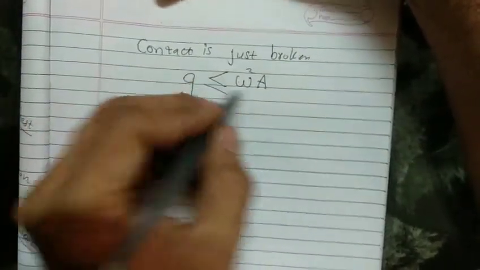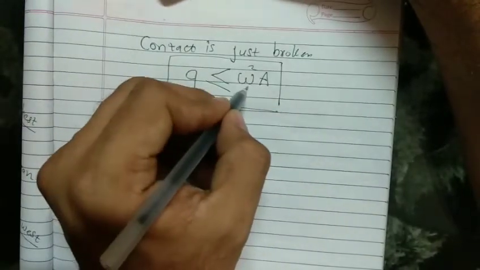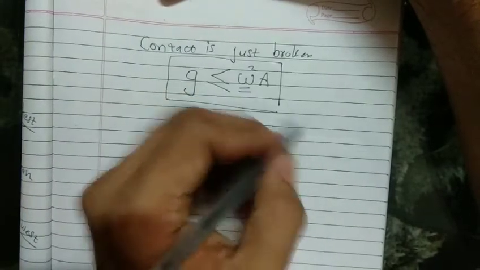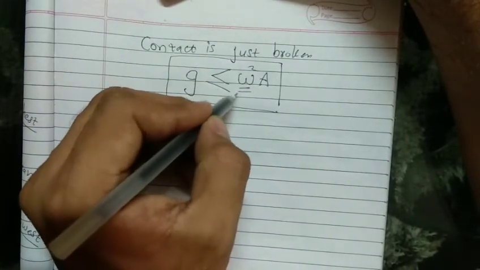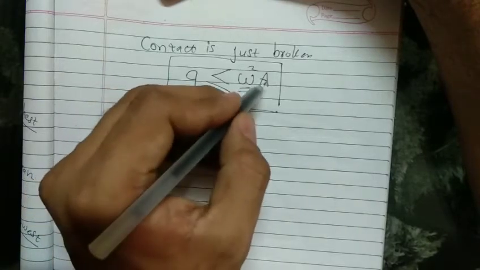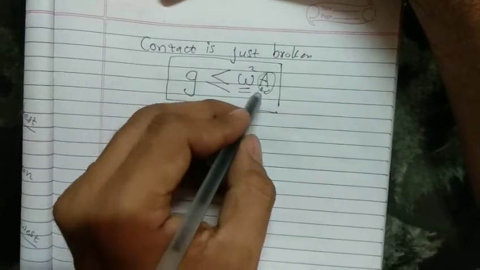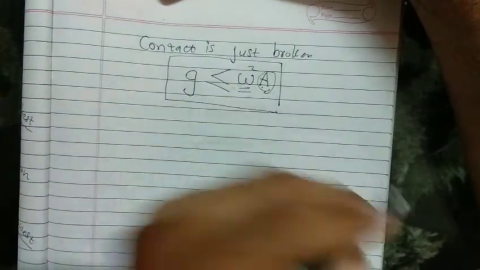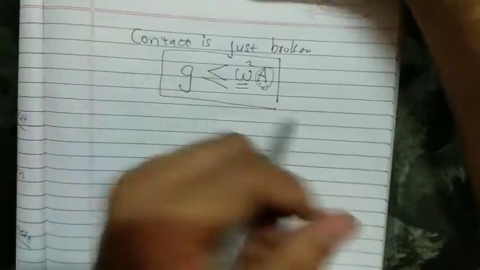So keep this formula in your mind. From this formula, sometimes omega will be asked, or sometimes the frequency you have to find out. Omega can be written as 2 pi into frequency, or sometimes the frequency will be given and you need to find A. Either they will ask you A, or omega. So this is the condition at which the contact will be lost.